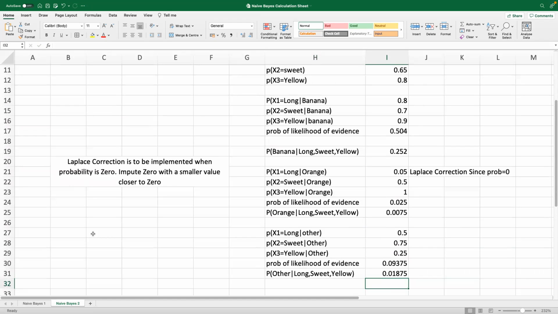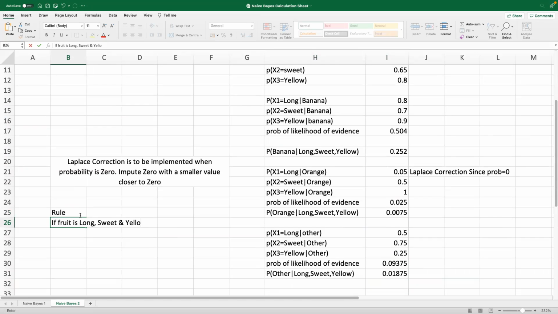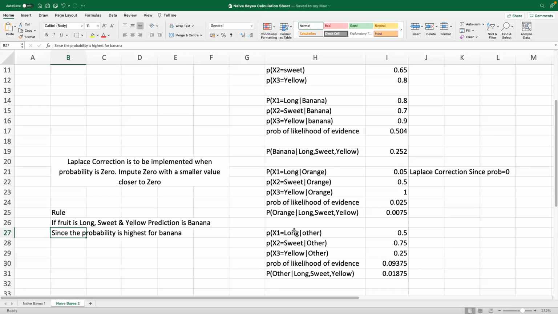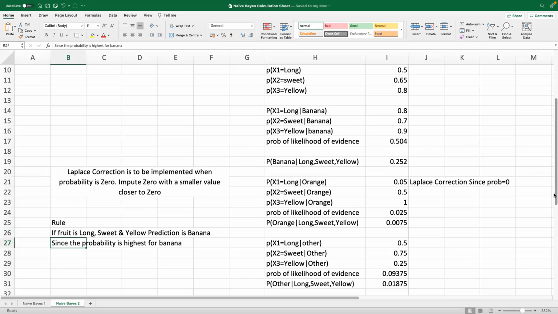So what is the final rule? The rule is, if the fruit is long, sweet and yellow, prediction is banana, since the probability is highest for banana. Got it? So this is how we calculate. This is how the algorithm also calculates. You can calculate the things.